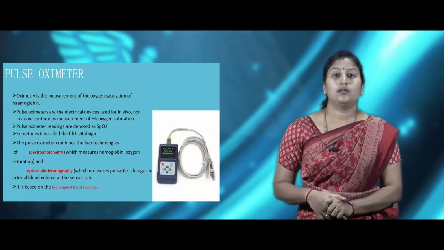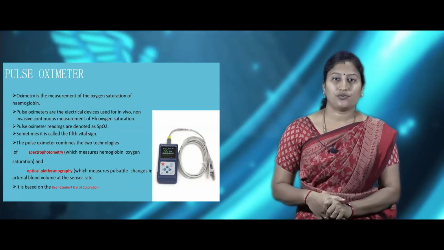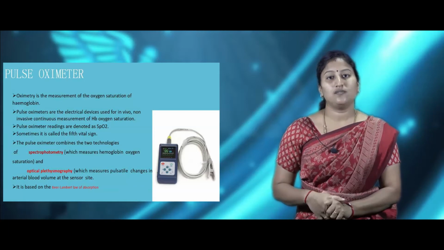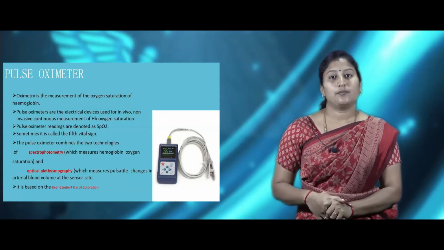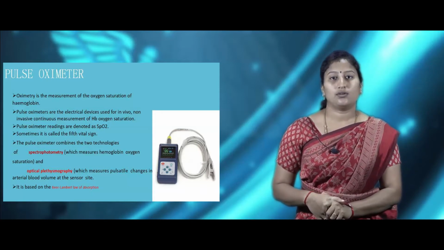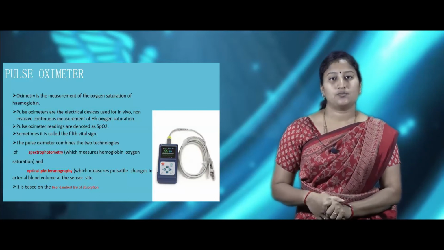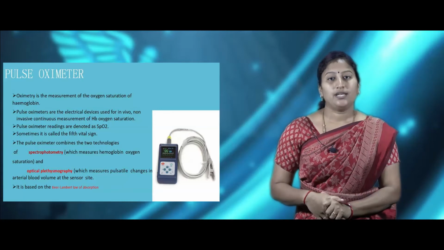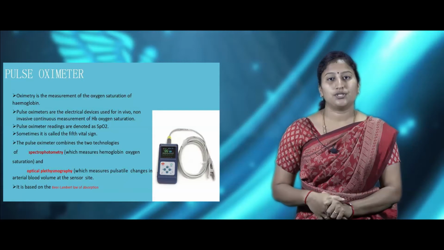Pulse oximeter. Pulse oximeters are electrical devices used for continuous non-invasive monitoring of hemoglobin oxygen saturation. These pulse oximeters mainly combine two technologies, spectrophotometry and optical plethysmography. It mainly works based on the Beer-Lambert law of absorption.